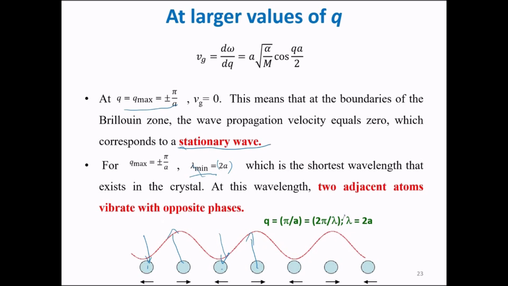Okay, so lambda minimum is equal to 2A. So the wave cannot propagate.